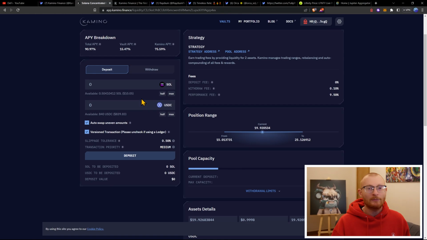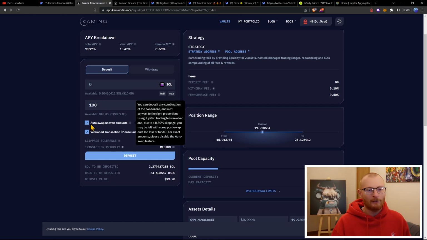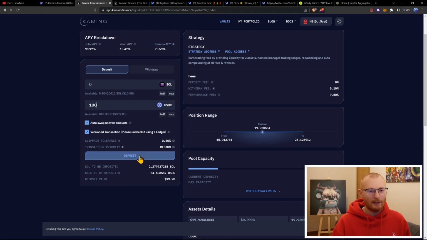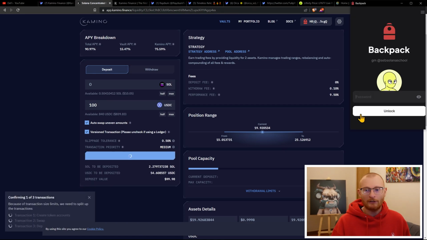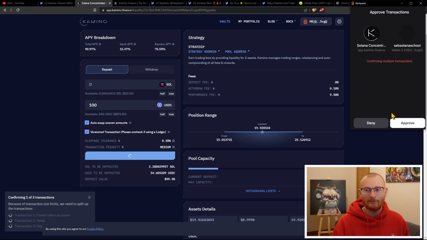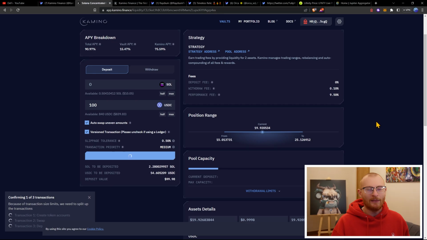So I want to jump into this pool and other pools with $100. So what I'm going to do is put 50 here. Actually, I'm going to go 100. And then I'm going to click on auto swap uneven amounts and deposit. And what should happen is the 100 USDC should be split equally into Solana, and then from there, it will put it into the protocol.